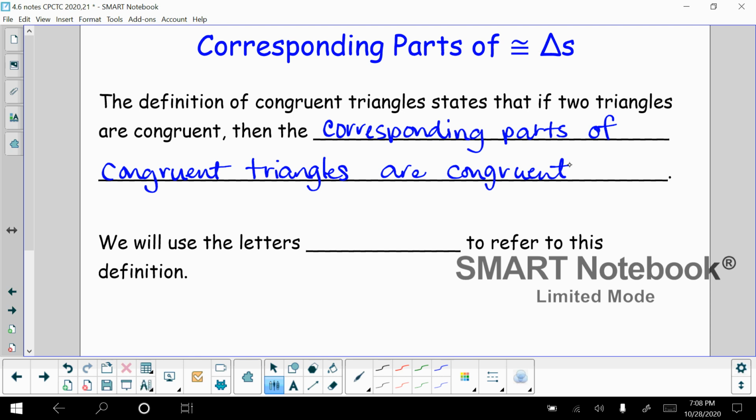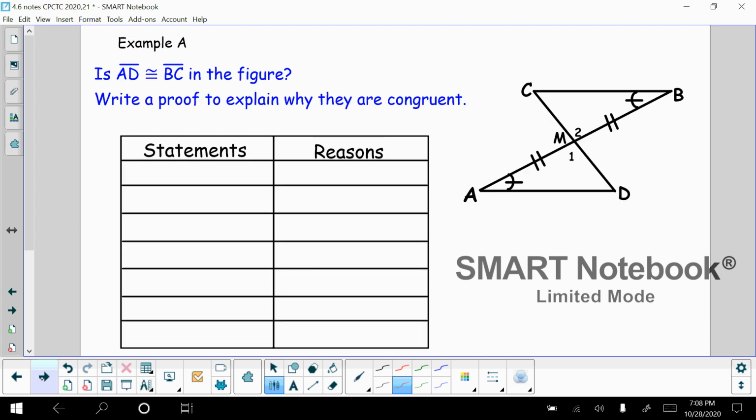are congruent. Okay, so I'm going to underline some key letters here so that way you're going to use this as an acronym. So C, P, C, T, C. Okay, so we're going to use these letters C, P, C, T, C to refer to this definition. Okay, and it stands for corresponding parts of congruent triangles are congruent. Okay, so we're going to use that in our proofs today.